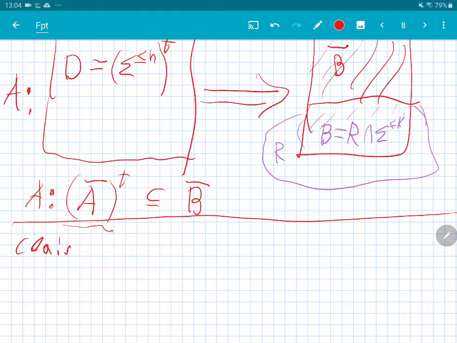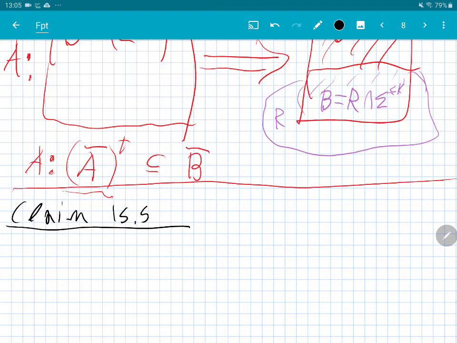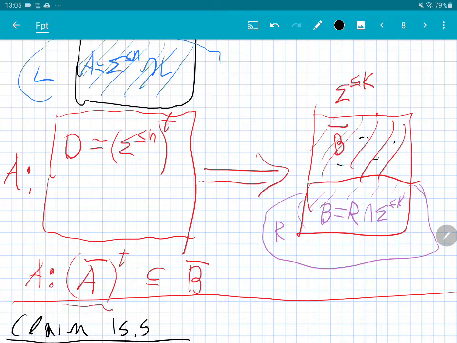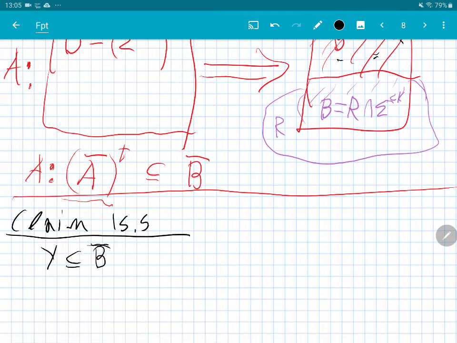So this is claim 15.5. Oops, let me use a different color. So claim 15.5. The claim is that there exists a set Y, which is a subset of not B, to be more precise. The set is very small. The set Y is going to be smaller than n plus 1.